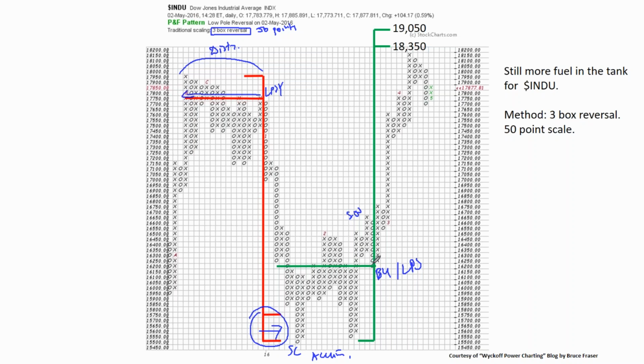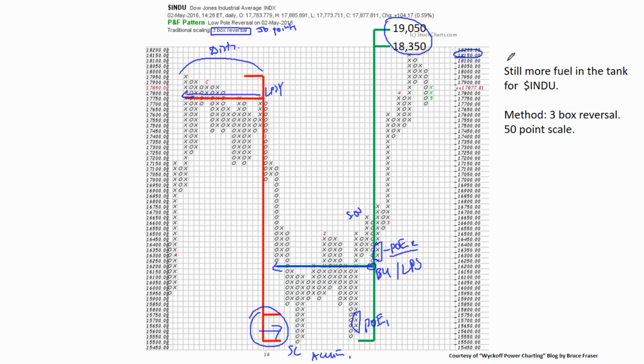Then once that is in and turns, we can buy that turn, and the more aggressive of us might buy the test of the lows where the 15,500 objective is. So we see that it's a higher low, we might buy that. And we count across, and we have a count here that goes 18,350 to 19,050. And we've gotten all the way up to 18,150.